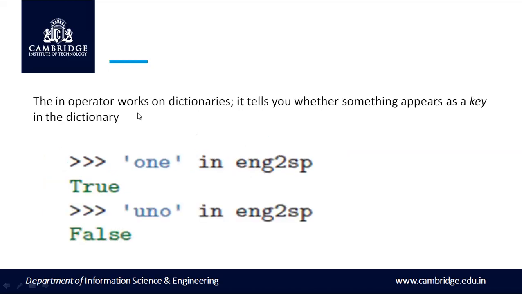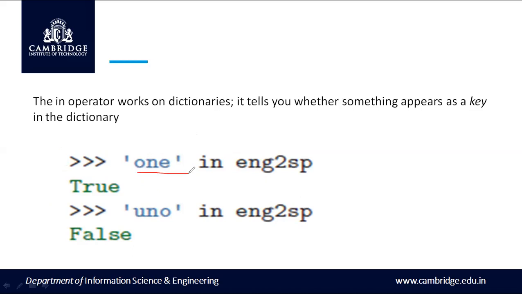The in operator also works on dictionaries. In is a Boolean operator. If that key is present in the dictionary, it returns true. If that key is not present in the dictionary, it returns false. You should also note that values cannot be compared in this way, so a value cannot be used to look up the dictionary. In this example, it checks only for the keys.